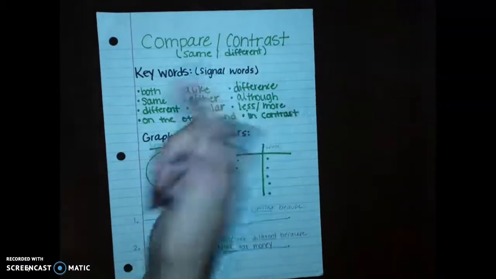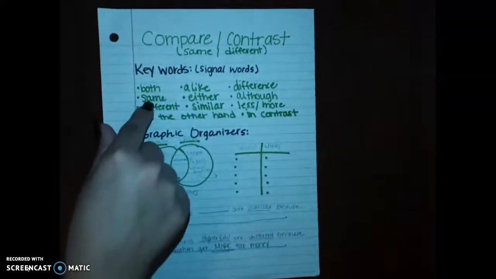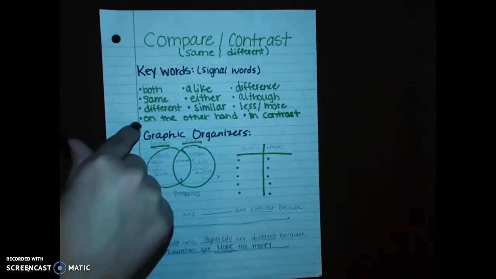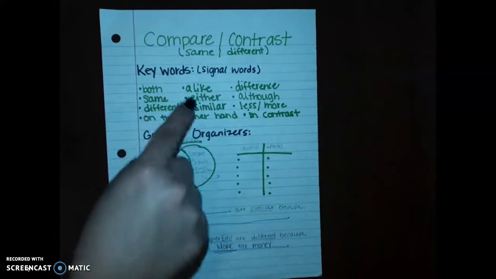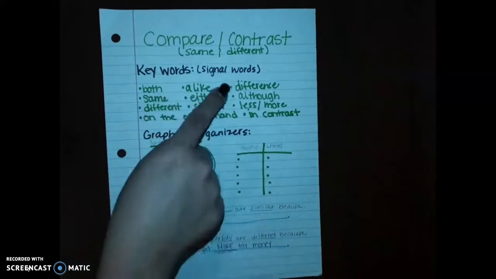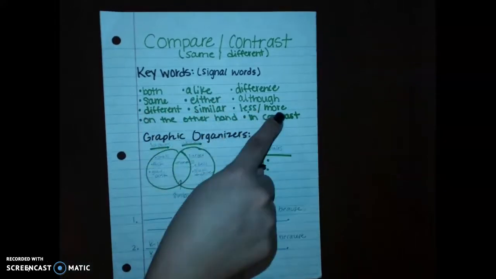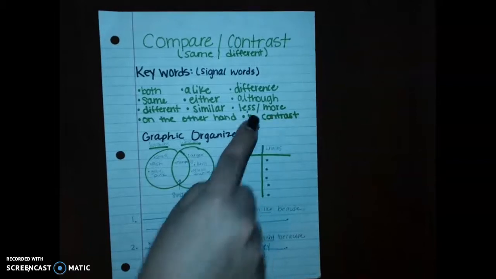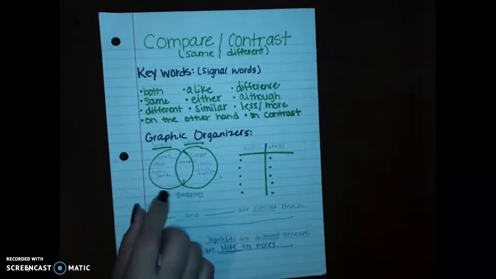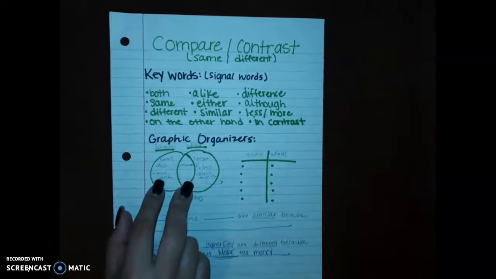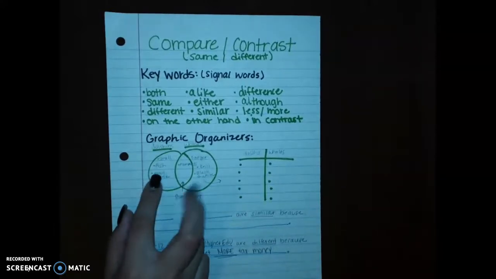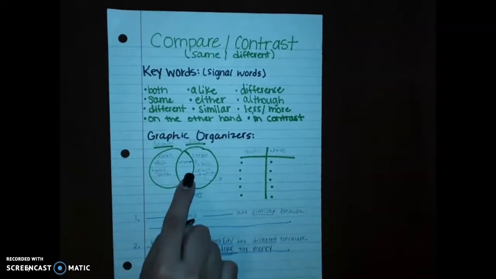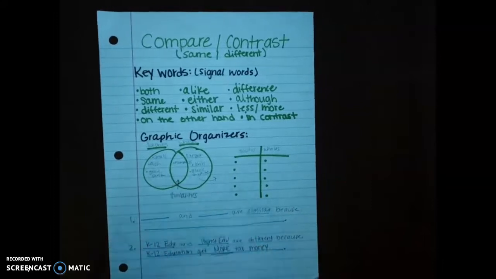Same but different. Keywords are both, same, different, on the other hand, alike, either, similar, difference, although, less, more, and then in contrast. So remember, the compare and contrast graphic organizer is the Venn diagram, with the similarities and the differences in the middle, or a T-chart.